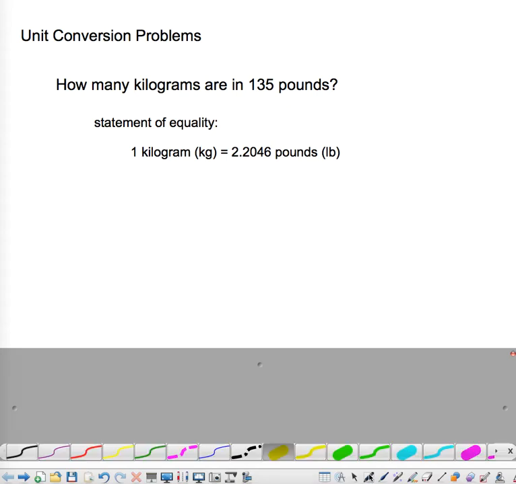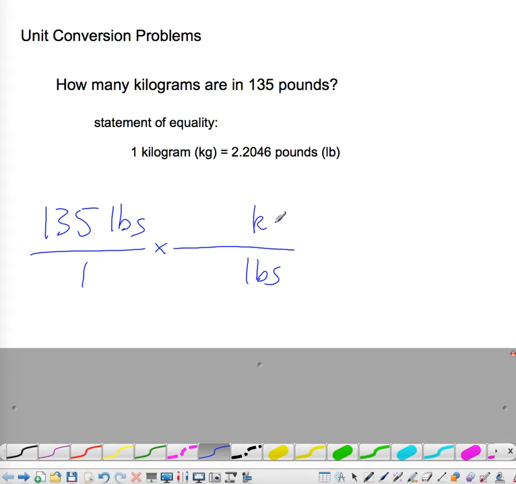So I'll begin by writing down the measurement that I'm given in the initial unit, so 135 pounds. And if you want to put that over 1 to remind yourself that pound is in the numerator, that's fine. Then I'll multiply that by a fractional conversion factor that has the unit I'm trying to get rid of, namely pounds, in the denominator, and the unit I'm trying to convert into, kilograms, in the numerator. I will then add in the numbers that correspond with the units. 1 goes with kilograms, 2.2046 goes with pounds, and I'm set up to go. Pounds cancel pounds, and when I perform the mathematical operation, I see that I get 61.2 kilograms.